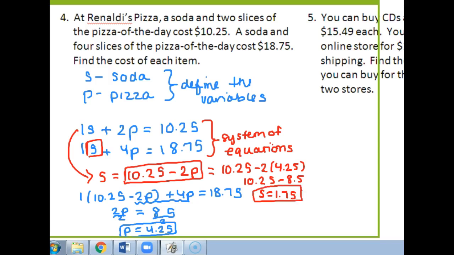$1.75. I'm really hoping it's a 2-liter and not a can. Those better be some big slices of pizza.